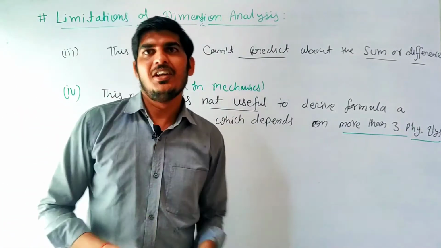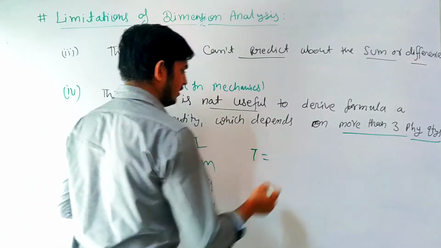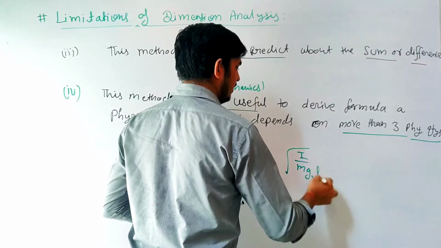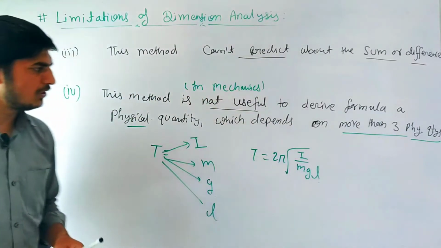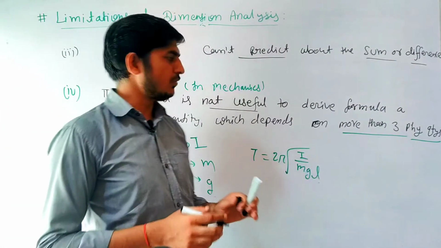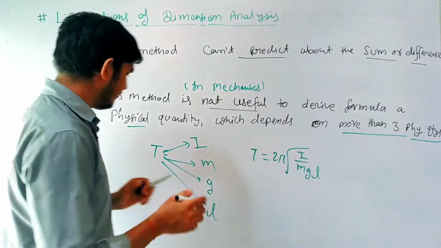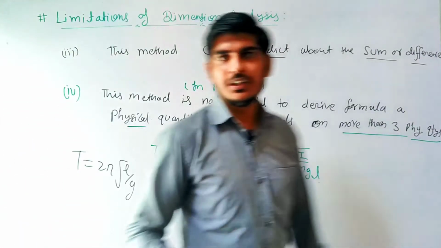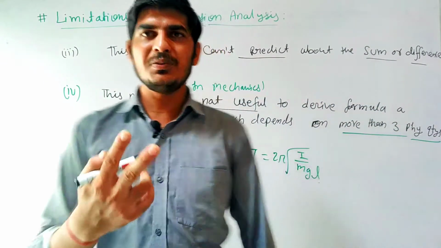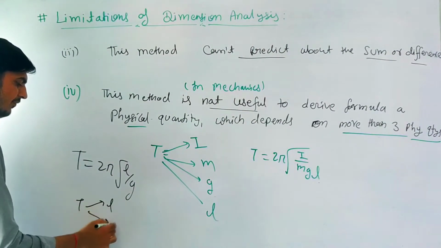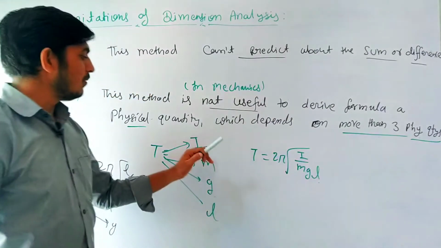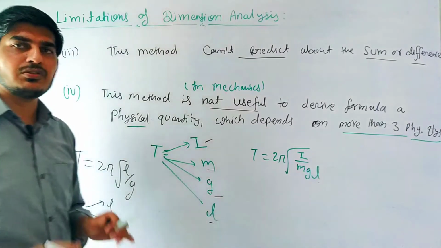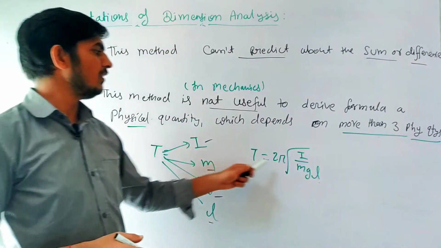If you can, please try and tell me. Then what is the actual formula of it? The actual formula is 2 pi root of I upon mgl, where 2 pi is a constant. So this formula we couldn't derive by using dimensional analysis, but we have derived 2 pi root l upon g, because there are only two physical quantities on which time period depends, l and g. But in this formula, time period depends on more than three physical quantities: moment of inertia I, mass, g, gravitational acceleration, and length. So it is very difficult to derive that time period relation.